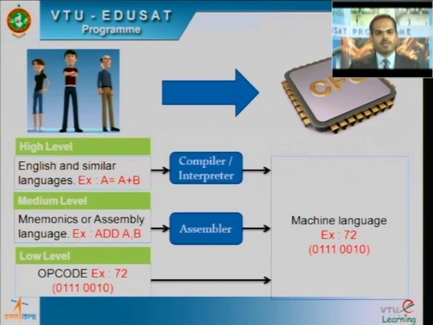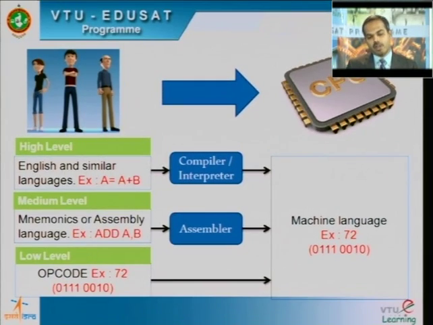Let's take an example of a high level language. High level languages are similar to English or similar languages. For example, I can say A equal to A plus B. This is not understood by the CPU directly, so we need a translator in between. This translator, which converts high level language to machine level language, we can call a compiler or an interpreter.